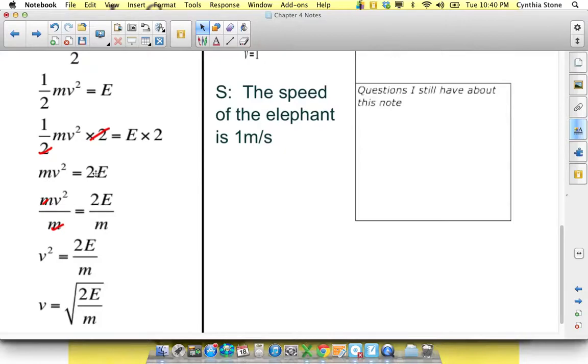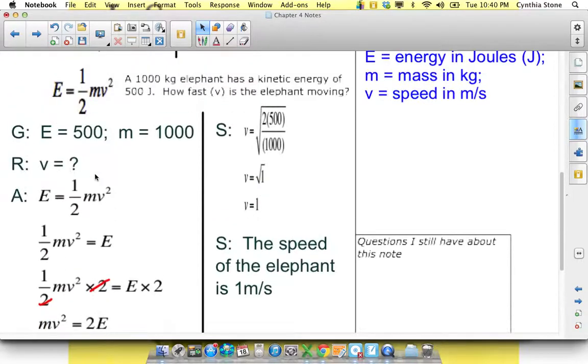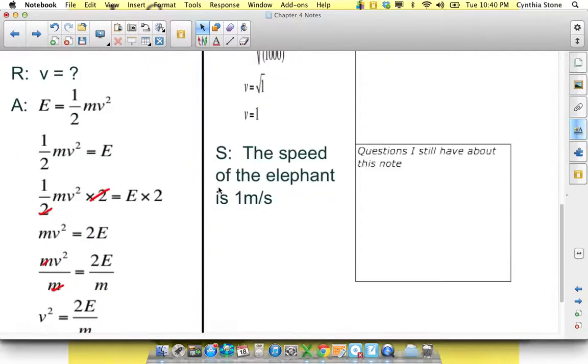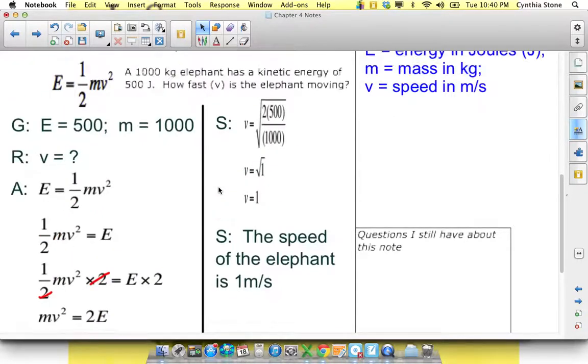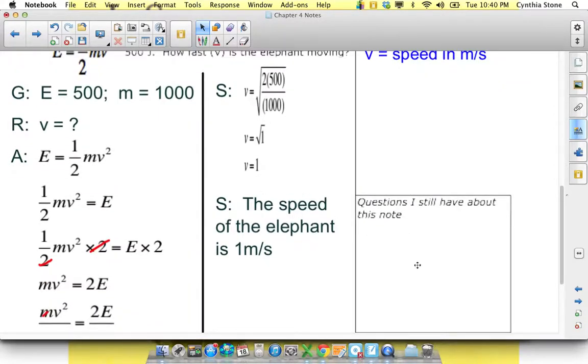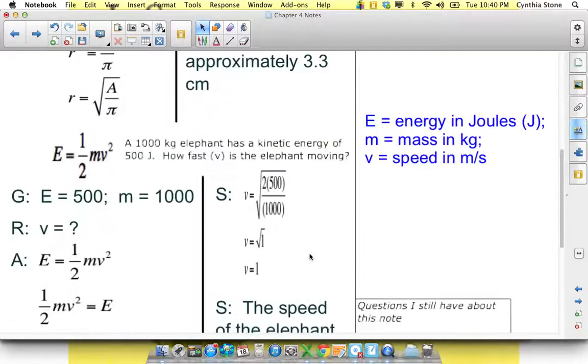So that's a big one, lots of rearranging there. And what do you do at the end then? You substitute in the numbers. So we're given an equation 2 times e, so there's the 2. The e is 500, and then the mass is 1,000. This one works out quite nicely because 2 times 500 is 1,000, so 1,000 over 1,000 is 1. So the speed is the square root of 1, which is just 1. So I don't even have to say approximately equal to. It's perfect. Okay, so anyways, make note of any questions you have, and that's it for today.